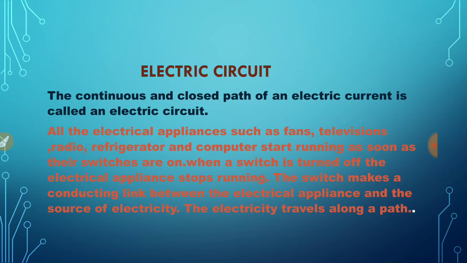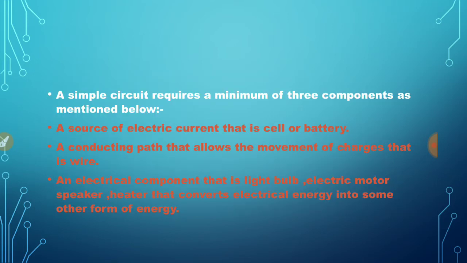So the continuous and closed path of an electric current, the path in which electric current flows, we can call electric circuit. So in a simple electric circuit, there is a requirement of minimum three components.